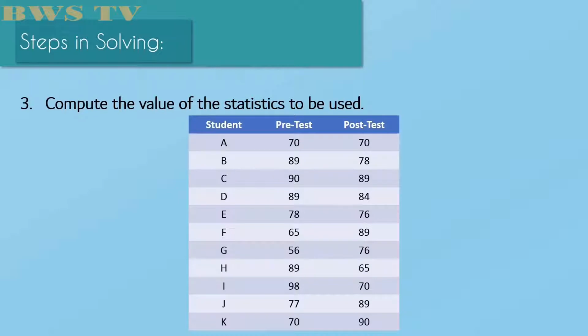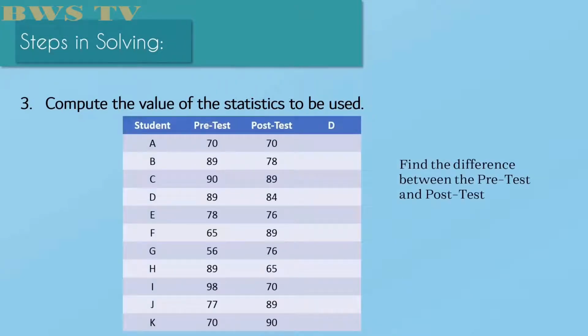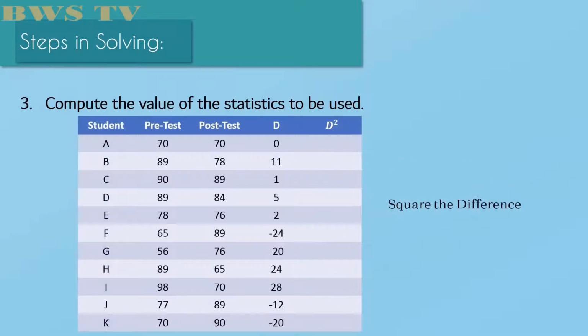Step number 3. Compute the value of the statistics to be used. Find the difference between the pre-test and the post-test. So, pre-test minus post-test. Then square the difference.